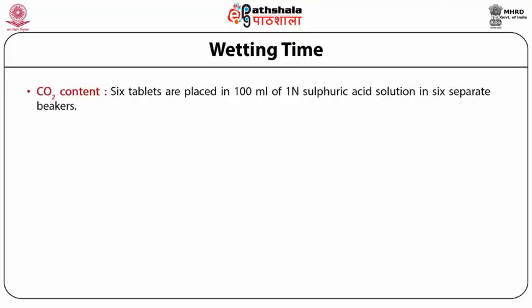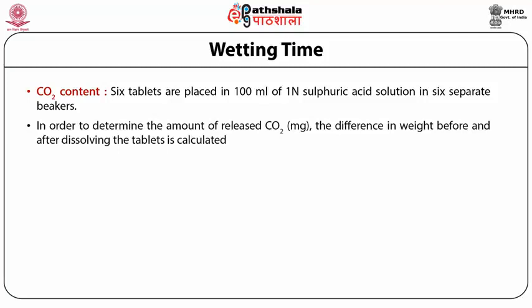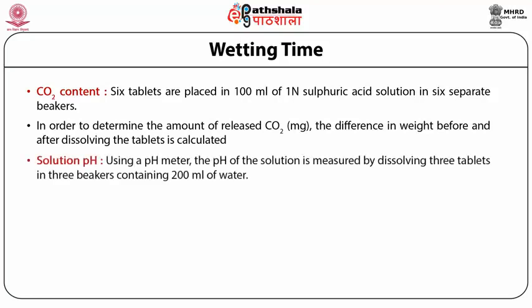Here, to know the carbon dioxide content of a tablet formulation, usually 6 tablets are placed in 100 ml of 1 normal sulfuric acid solution kept in a beaker. In order to determine the amount of released carbon dioxide, the difference in weight before and after dissolving the tablet is calculated. Solution pH also is required to be known, and here we use a pH meter.